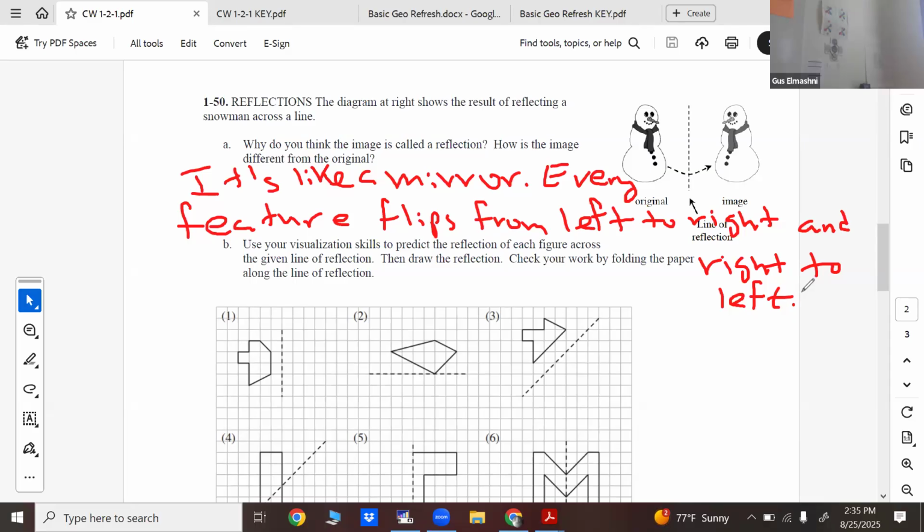Correct. Yeah, so this little thing is not going that way. Yeah, everything's reversed. So if anyone wants to see this in action. No, we're supposed to do all of them.